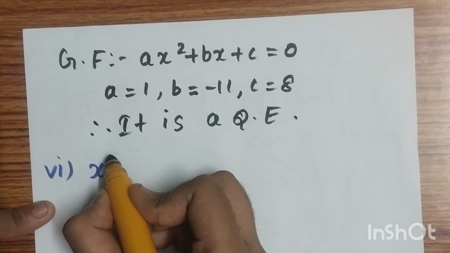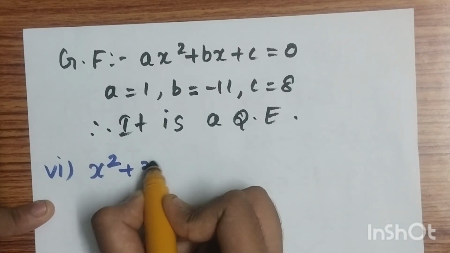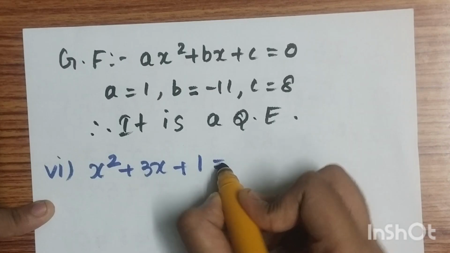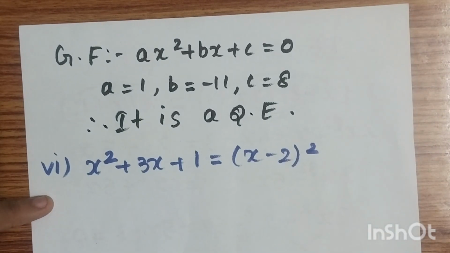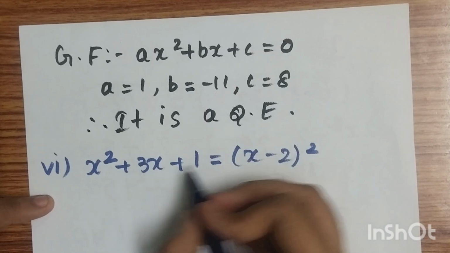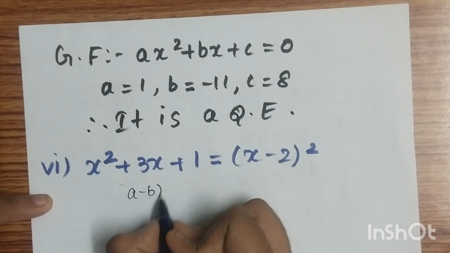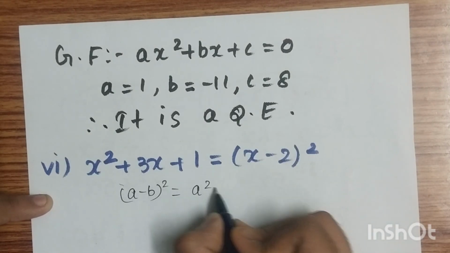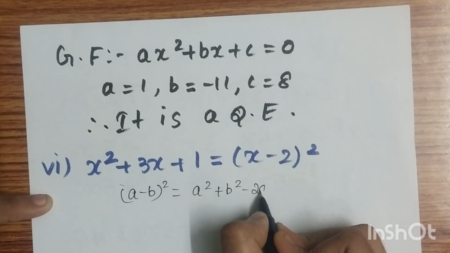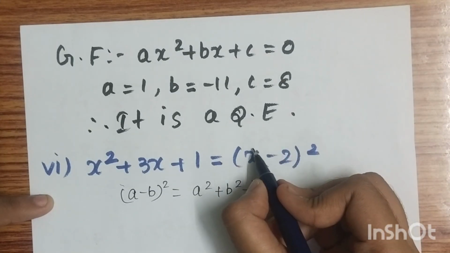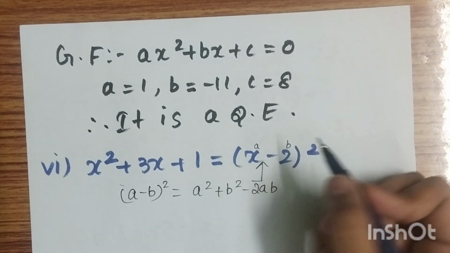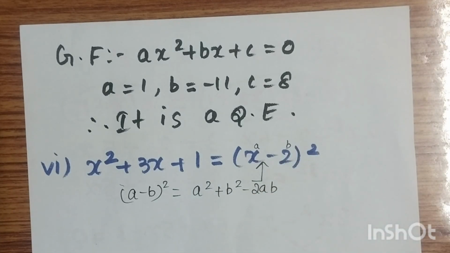X square plus 3x plus 1 is equal to x minus 2 the whole square. So here we will use one formula, which is a minus b the whole square is equal to a square plus b square minus 2ab for this. Okay. So this is our a and this is our b now. Okay. So now we'll solve this.